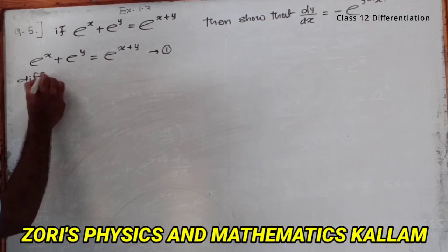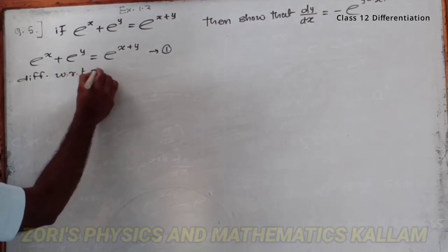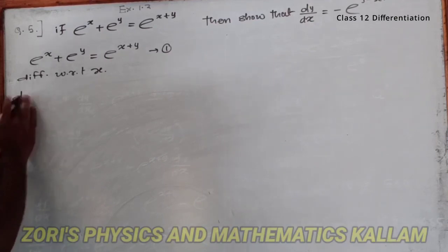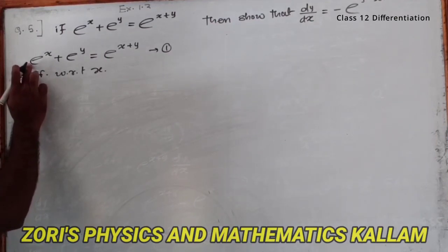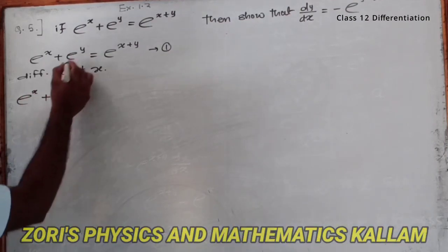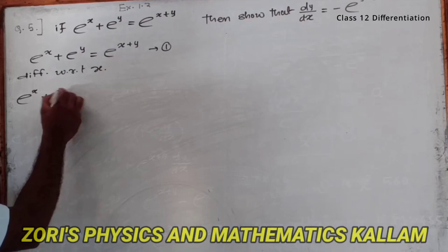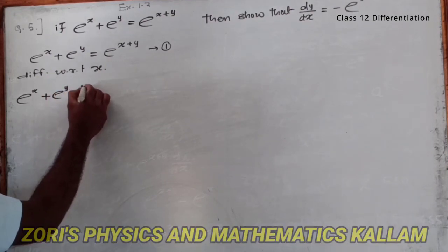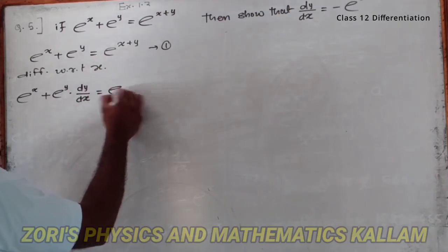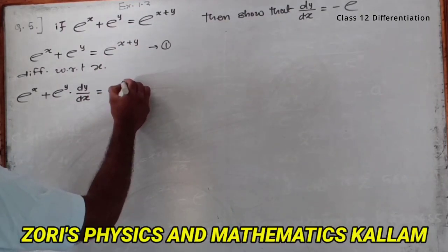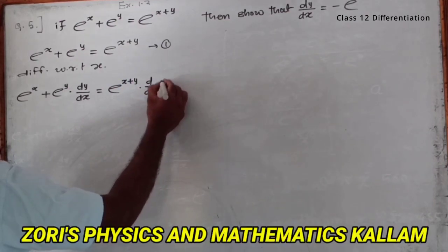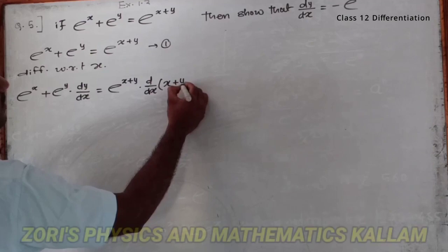Now differentiate with respect to x. So see what happened. Directly we are taking the derivative of e raised to x, that is e raised to x here, plus the derivative of e to the power y, that is e to the power y into dy upon dx, that is equal to the derivative of e raised to x plus y, that is e raised to x plus y into d by dx of x plus y.